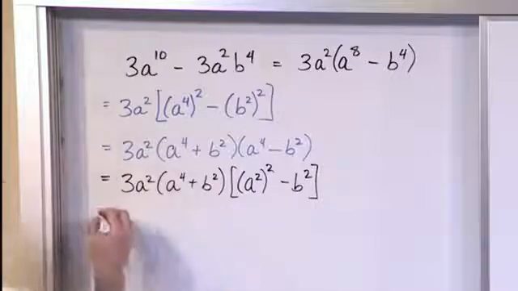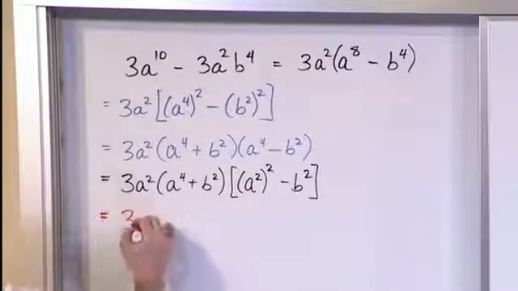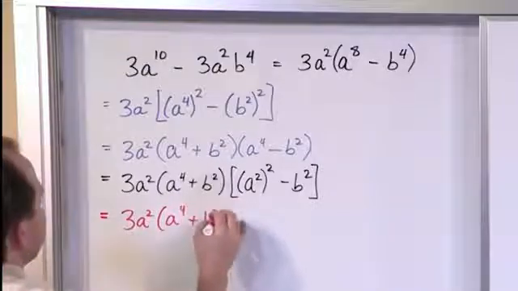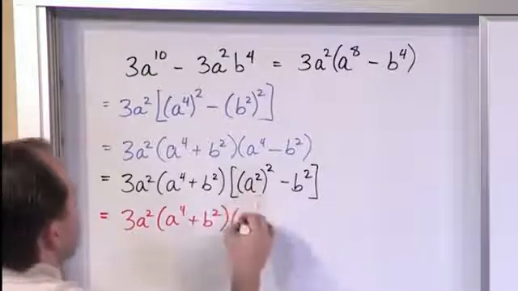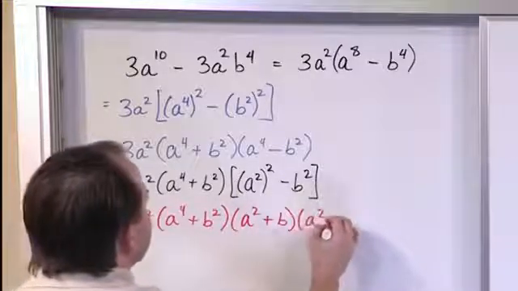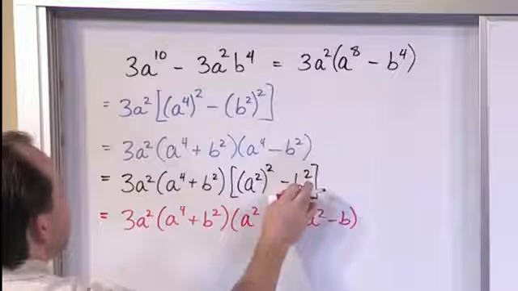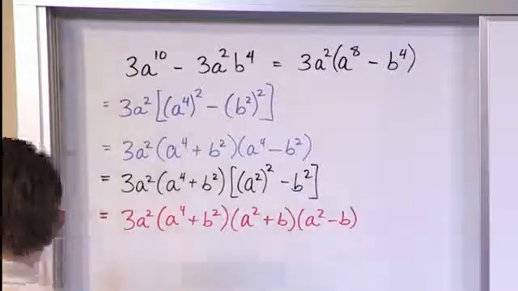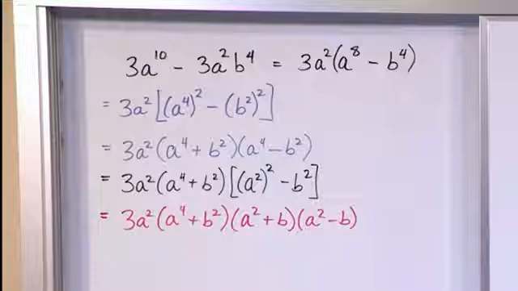So for the final answer, you have 3a squared, a to the 4th plus b squared. And then this guy is going to be a squared plus b, a squared minus b. It's whatever is the base item that's being squared. You do that plus the other one, that minus the other one. So finally I have 3a squared, a to the fourth plus b squared, a squared plus b, a squared minus b. This is the final answer. All right, that's the final answer.